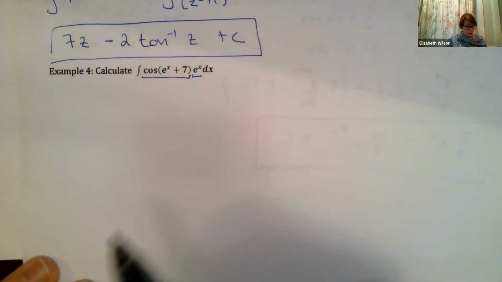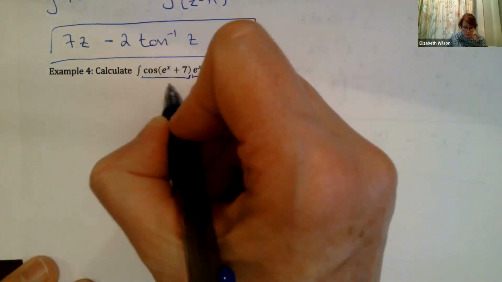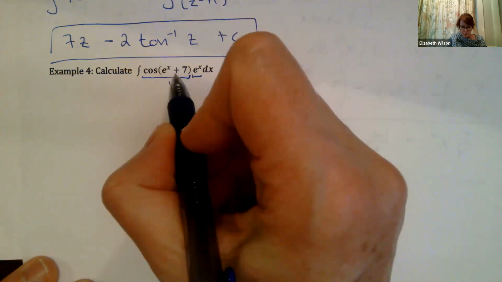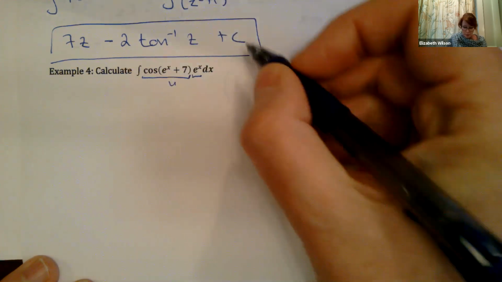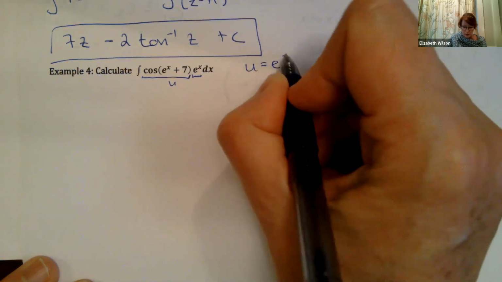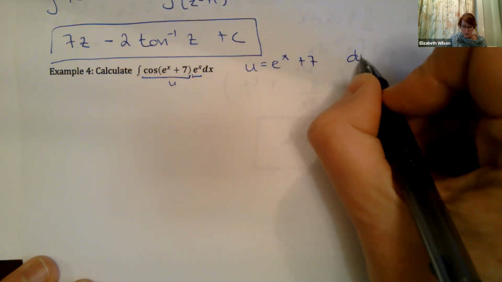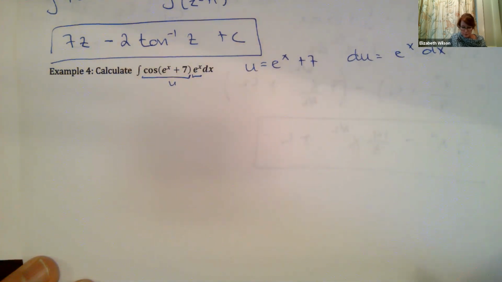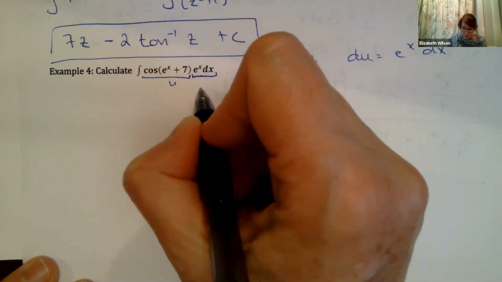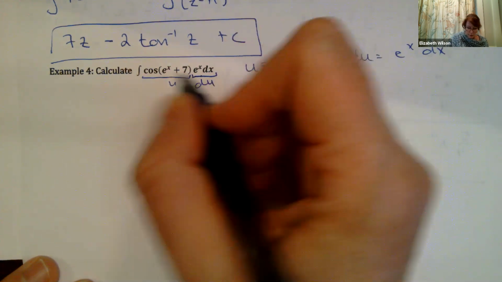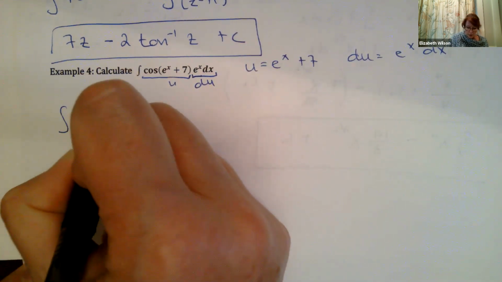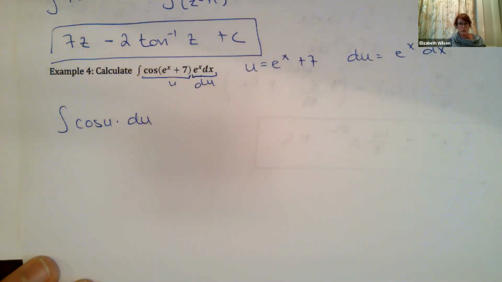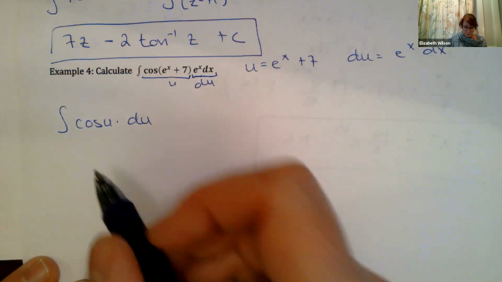So now my second question is, can I do substitution? Which function am I going to use to substitute? Usually the function that's nested is the one I substitute. U equals e to the x plus 7. So I take my derivative, e to the x dx. Don't forget your dx part. That's my du. So I can rewrite this as cosine of u times du. I substituted in for u, and for e to the x dx.